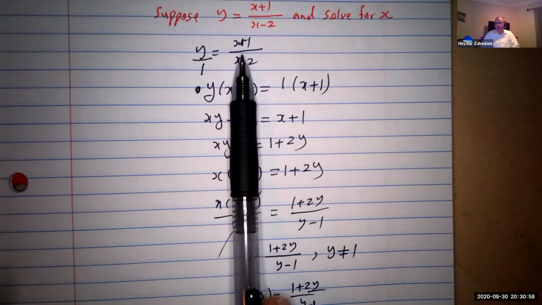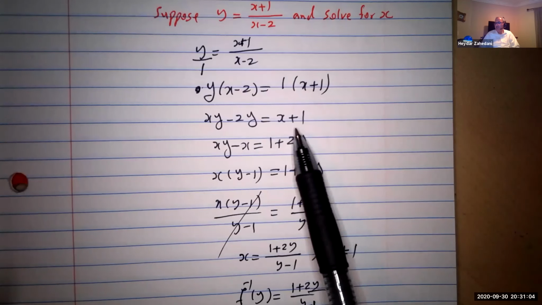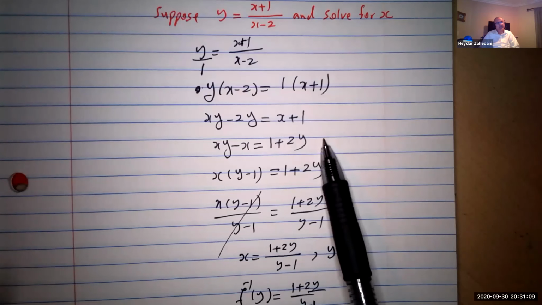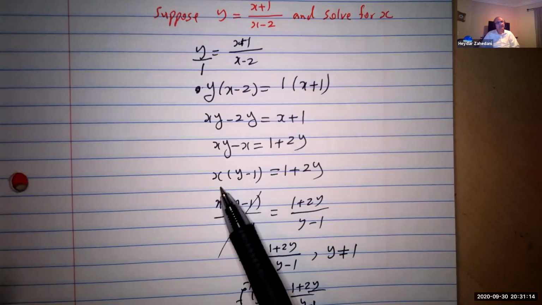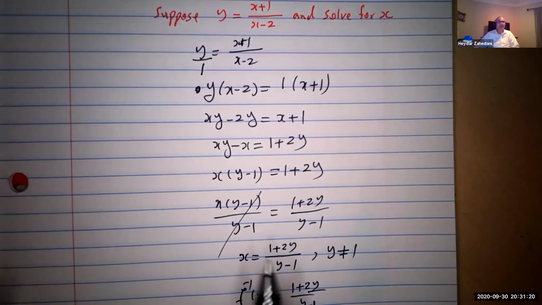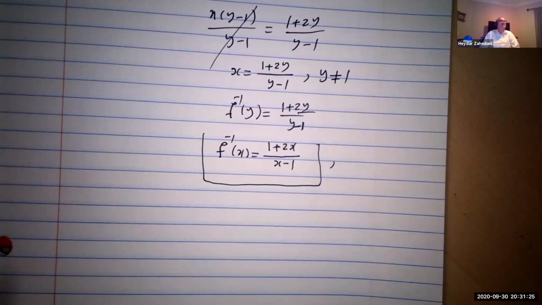We want to solve for x, so cross multiply. You are looking for x, so put the x's on one side and everything else on the other side. You cannot combine them together, so you have to factor out the x. That gives x times y minus 1, and then you divide, and you get eventually f inverse of y, which is the function. The inverse function is a function of y. But if you want to write it as a function of x, you call it f inverse of x. f inverse of x is 1 plus 2x over x minus 1.